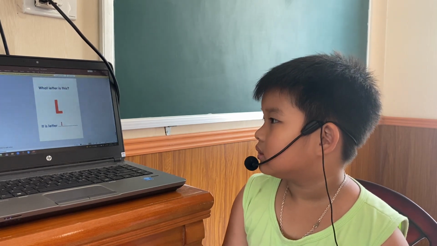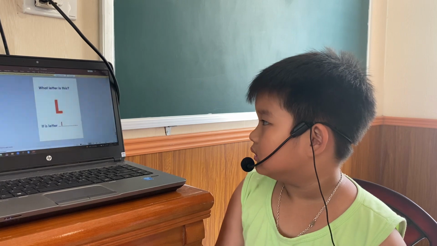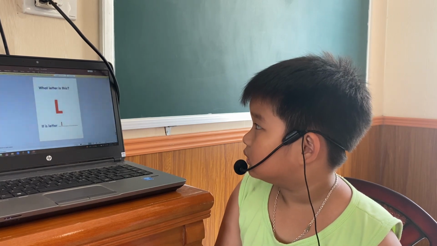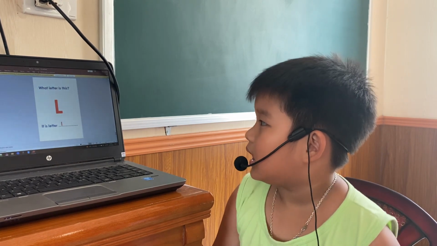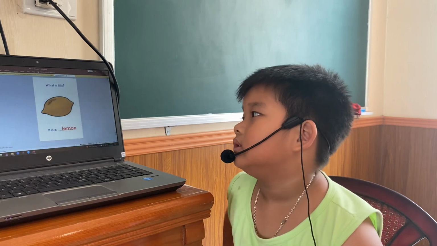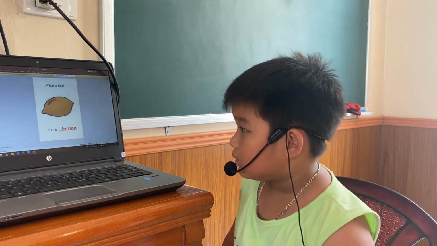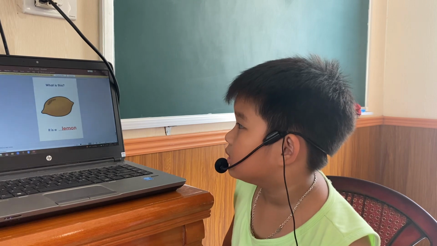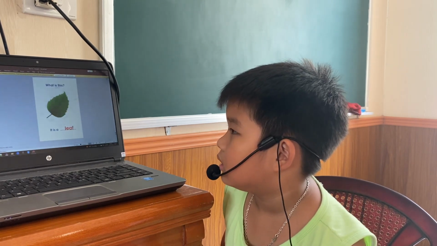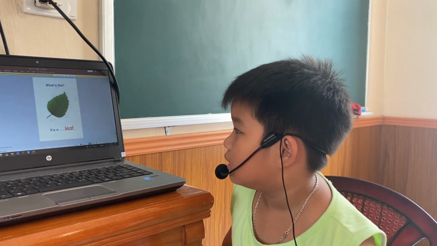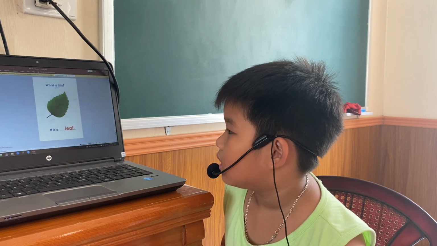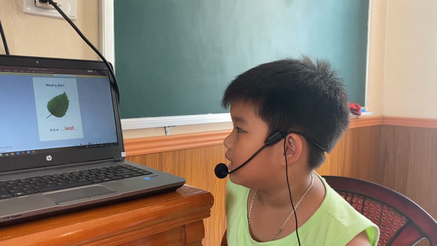What letter is this? It's letter L. L. What is this? It's a lemon. Yeah, it's a lemon. What is this? It's a leaf. Leaf.